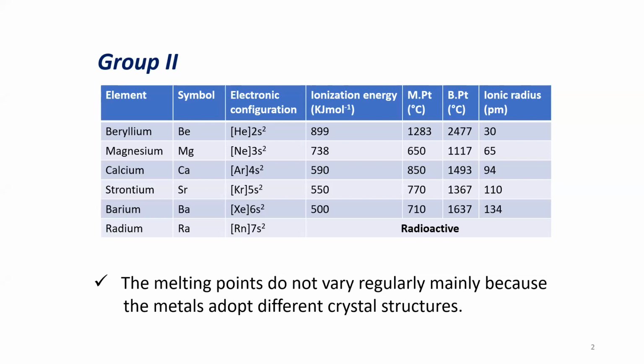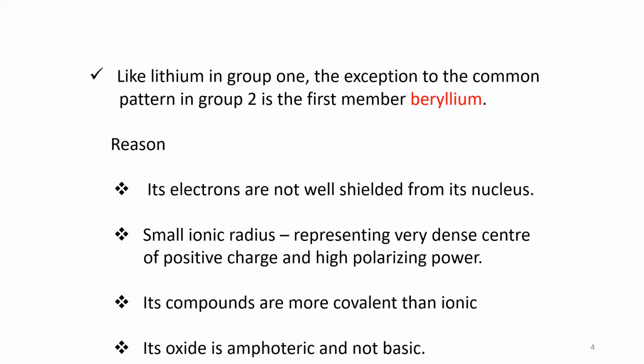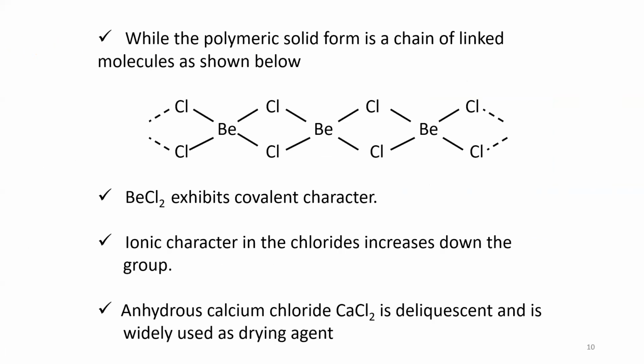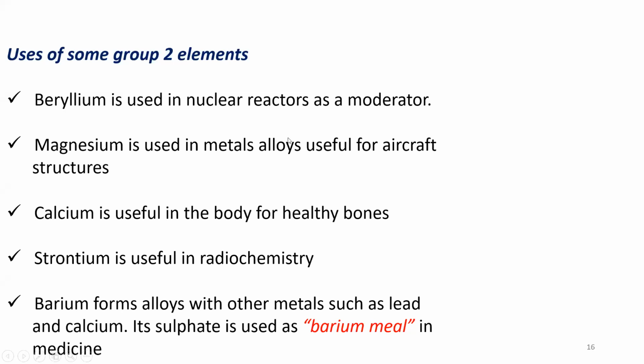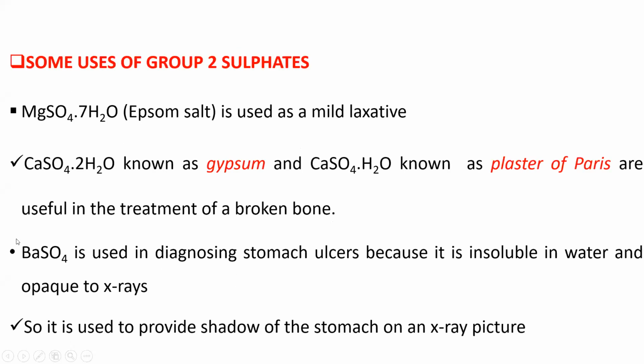Sorry, ma. I did not understand the barium meal. I didn't get the explanation. Okay, listen. Let me tell you. Barium forms alloys with other metals such as lead and calcium. Its sulfate is used as barium meal in medicine. This is where I explained the barium meal. That is your barium sulfate. I told you it's used in diagnosing stomach ulcers.